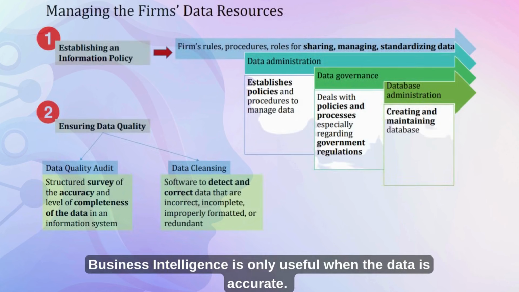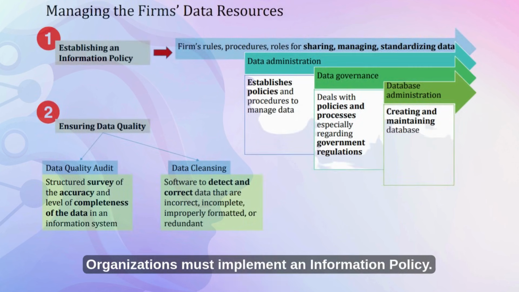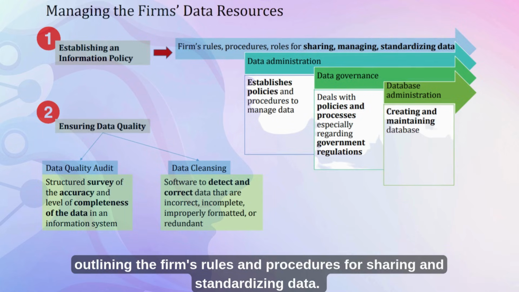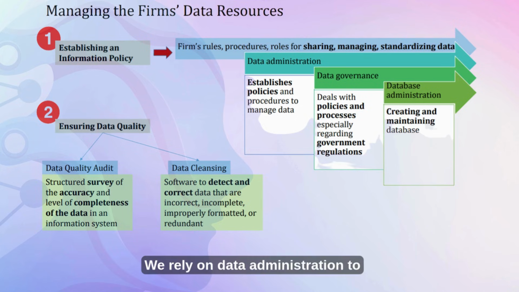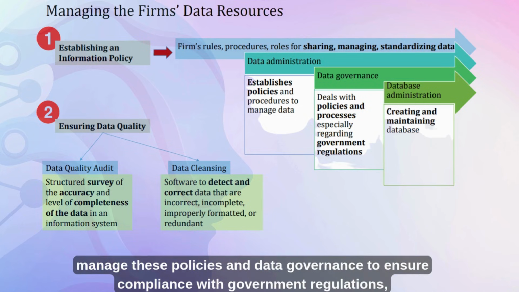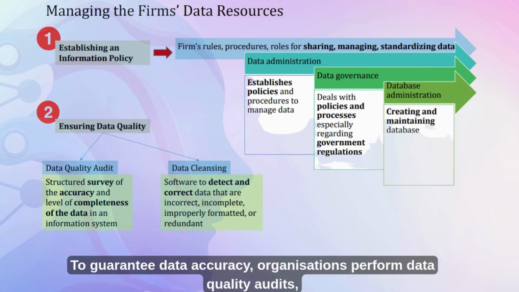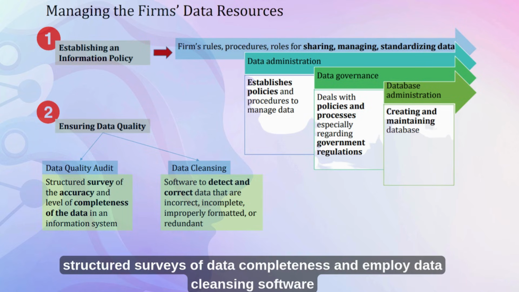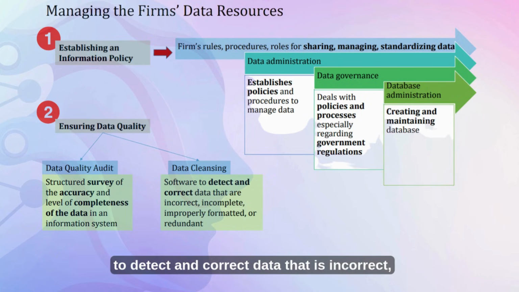Business intelligence is only useful when the data is accurate. Organizations must implement an information policy outlining the firm's rules and procedures for sharing and standardizing data. We rely on data administration to manage these policies and data governance to ensure compliance with government regulations. To guarantee data accuracy, organizations perform data quality audits, structured surveys of data completeness, and employ data cleansing software to detect and correct data that is incorrect, incomplete, or improperly formatted.